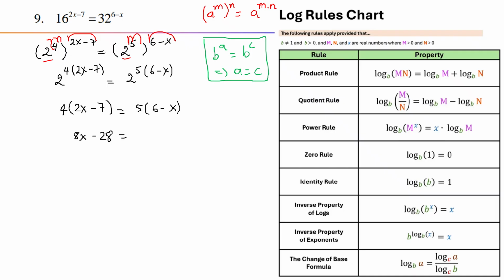Please know your multiplication chart from 1 to 12 well so that you can work fast on this one. Okay, so 5 times 6 is 30 minus 5x. Now we add 5x both sides. Okay, let's make a line so that you know what to expect. Add 5x both sides. At the same time, I can move the number negative 28 to the right hand side by adding 28. I can combine two steps in one.